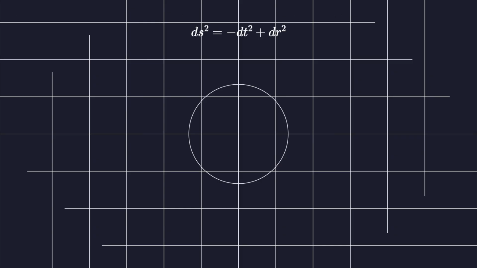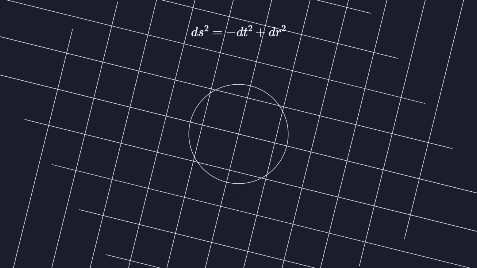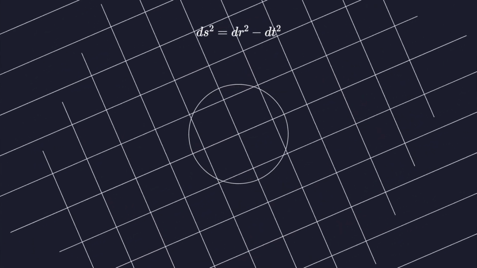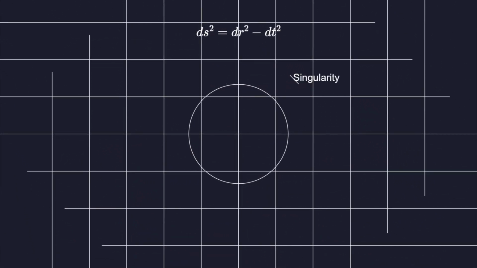Inside the event horizon, the radial coordinate and the temporal coordinate swap roles in the metric signature. Movement toward the singularity becomes as inevitable as the forward flow of time. You cannot stop moving toward the center for the same reason you cannot stop moving into tomorrow. The singularity becomes a point in time.